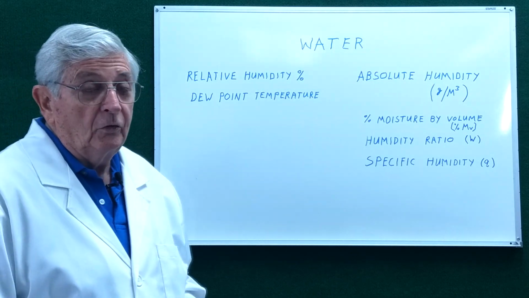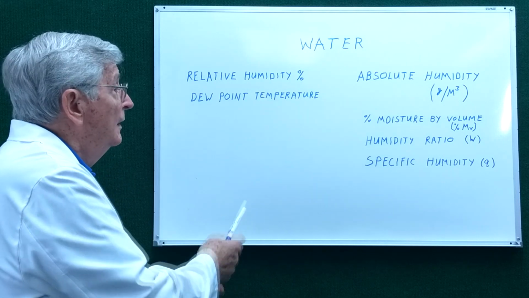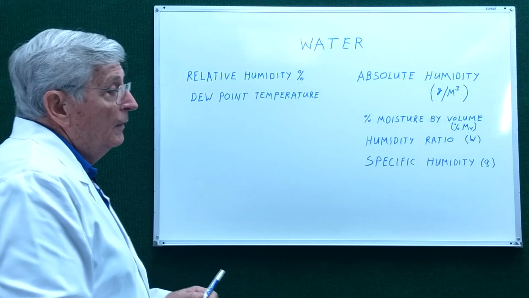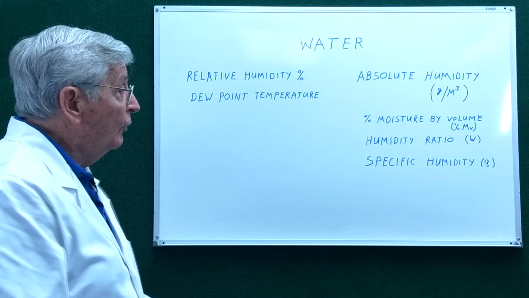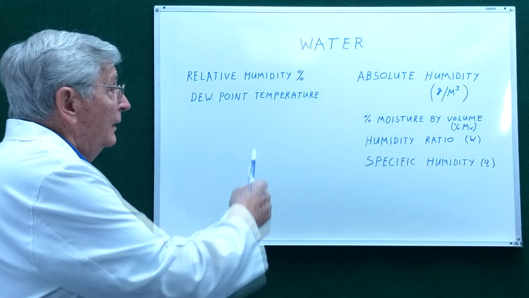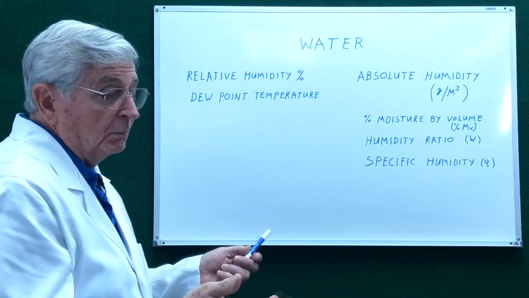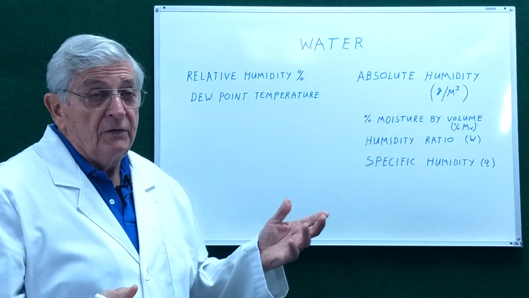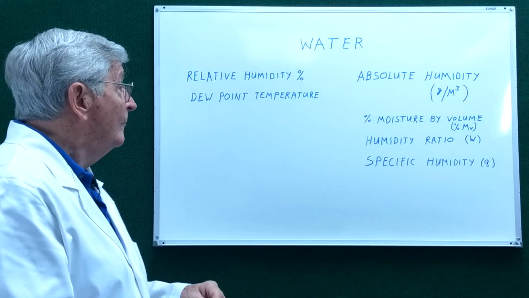The terms you're probably the most familiar with are relative humidity and dew point temperature. And the weather forecast usually includes one or both of those. The relative humidity is usually given in a percent of the maximum possible humidity, which depends on the temperature and pressure of the air around us.